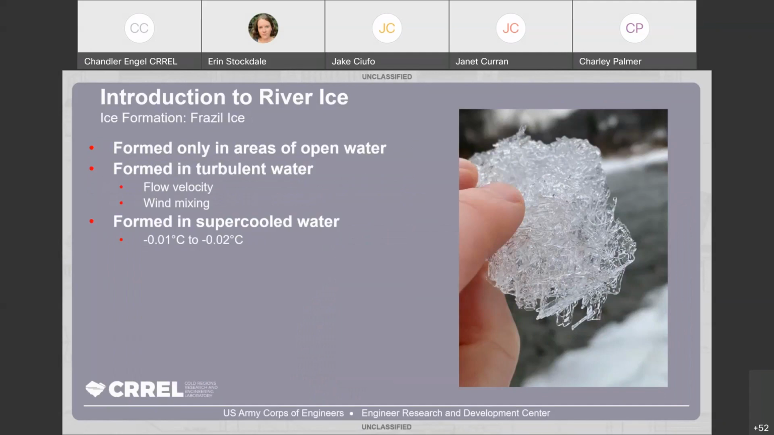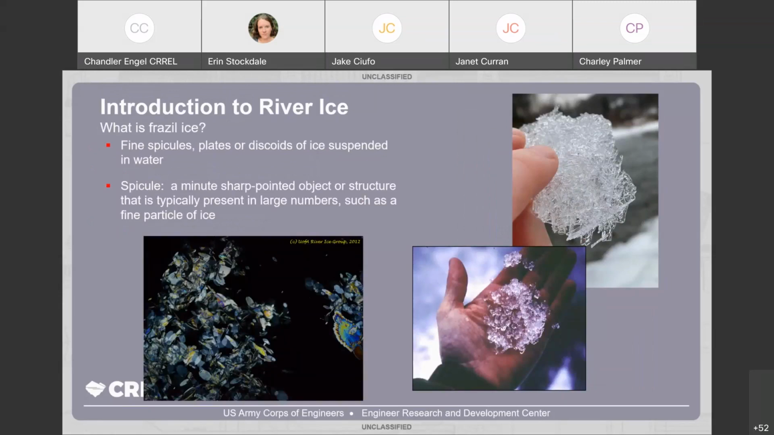Just a quick overview: Frazil ice only forms in areas of open water. It typically forms in turbulent water, which exists either due to flow velocity or wind mixing. And Frazil ice forms in supercooled water, so water that's below the ice-water interface temperature of 0 degrees C in fresh water. So what is Frazil ice exactly? Here's a definition. We'll start there.